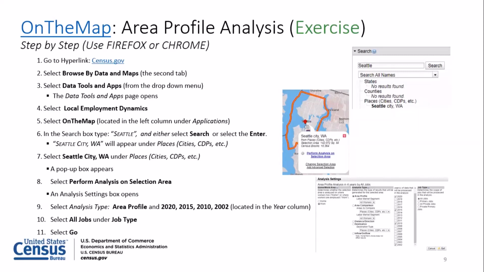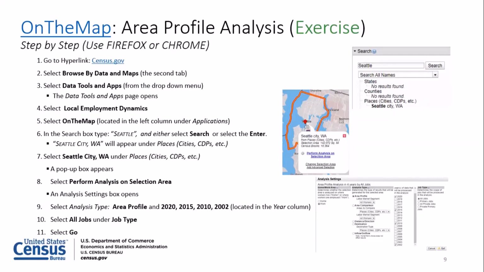So first we'll go to the hyperlink census.gov. We'll select Browse by Data and Maps. Then we'll select Data Tools and Apps. Select Local Employment Dynamics. Select OnTheMap. And then in the search box, we're going to type in Seattle.